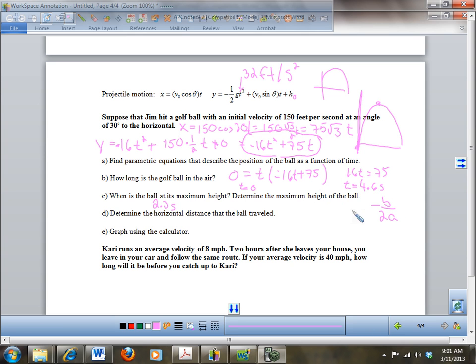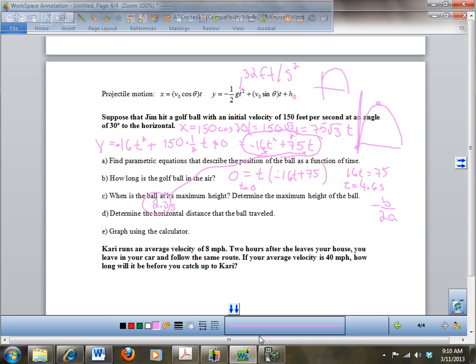Determine the maximum height of the ball. So what you do is you take this number and you plug it in to this equation. You plug it in there, and I think you get 180. I'm not sure.